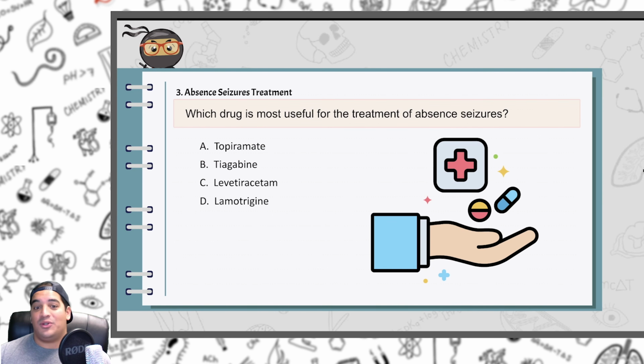So which drug is most useful for the treatment of absence seizures? Again, it could be lamotrigine, valproate, or ethosuximide. Ethosuximide is preferred for children, but you could also use something else in this category. Is there valproate? No. Is there lamotrigine? Yes. So it's got to be lamotrigine. All right.